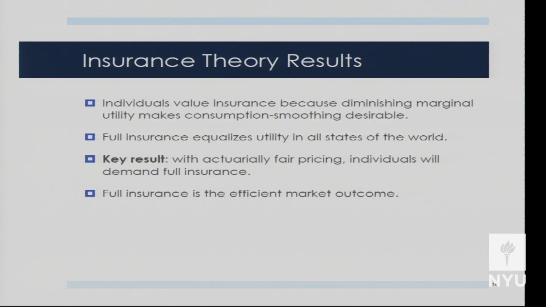Full insurance equalizes utility in all states of the world. You're fully insured. You have flat consumption again in good times and bad times. You have flat utility in both states of the world. The key result is that with actuarially fair pricing, individuals will want full insurance. We'll do a numeric example of that in a second. With actuarially fair pricing, you want full insurance. You want no risk. Full insurance is the efficient market outcome. If folks are left with less than full insurance or no insurance at all, and they would want insurance, that's considered a market failure. The market has failed to provide the efficient amount of insurance to agents in the market.